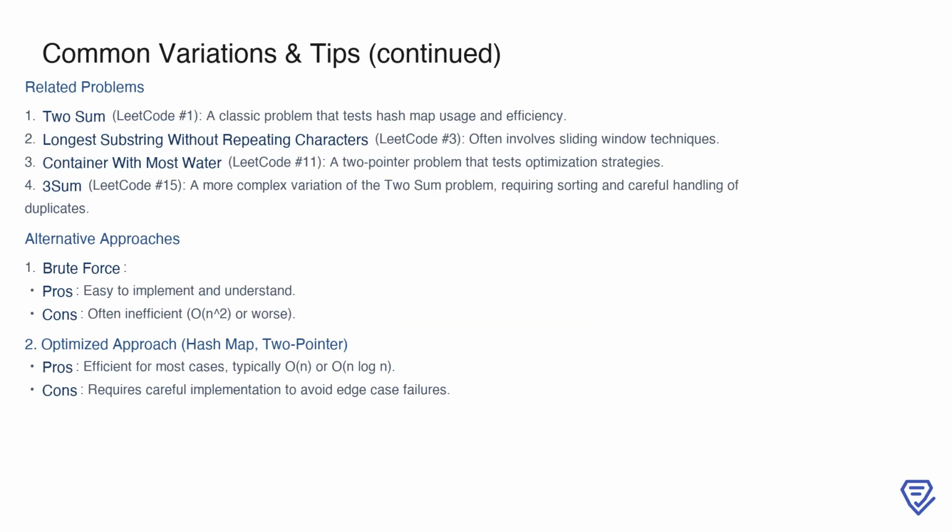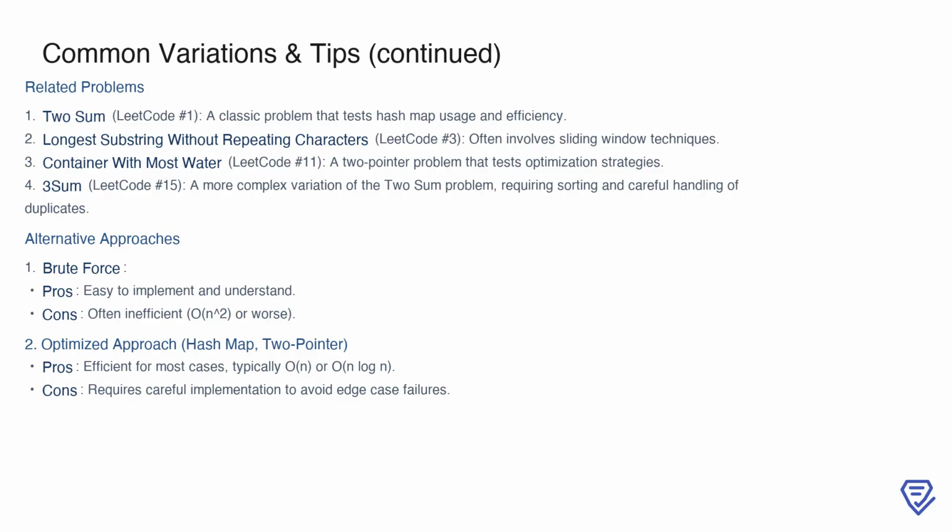To further strengthen your understanding, it helps to study related problems. For instance, Two Sum, which is LeetCode problem number 1, is a classic example that tests your ability to use hash maps efficiently. Longest substring without repeating characters, problem number 3, often requires sliding window techniques to solve. Another great problem is container with most water, problem number 11, which involves optimization strategies using a two-pointer approach. Lastly, there's 3Sum, problem number 15, which builds on Two Sum but introduces added complexity with sorting and handling duplicates.